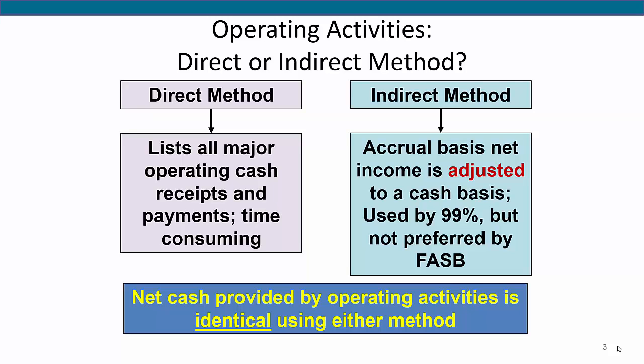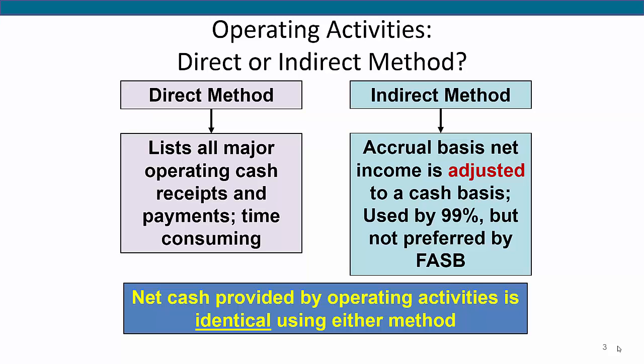The direct method separately lists each major item of operating cash receipts, such as cash received from customers, and each major item of operating cash payments, such as cash paid for inventory. The cash payments are subtracted from the cash receipts to determine the net cash provided or used by operating activities. The FASB, Financial Accounting Standards Board, recommends the direct method because investors understand it better, but it is very time-consuming to prepare, so most companies don't use it.